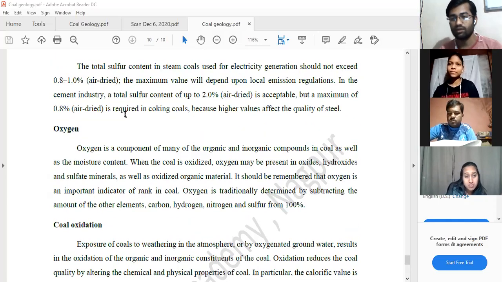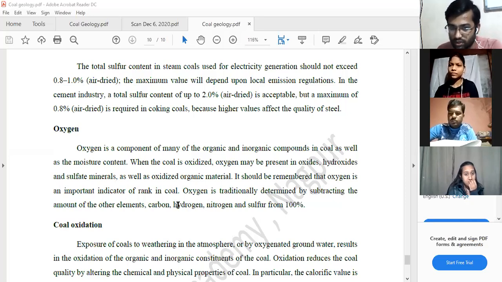Then the last thing is the calculation of oxygen. Oxygen is a component of many organic and inorganic compounds. Coal has moisture content, and in moisture you have oxygen. In coal you have organic content, so you have oxygen. In coal you have oxidized plant debris, meaning you have oxygen. So all organic material contains oxygen.